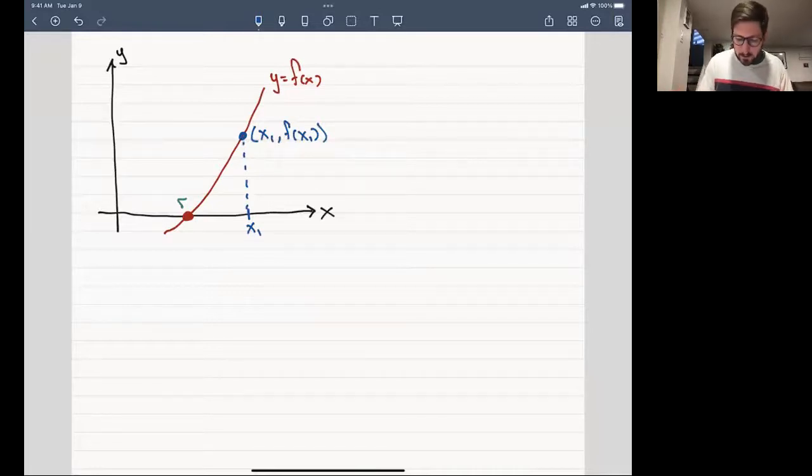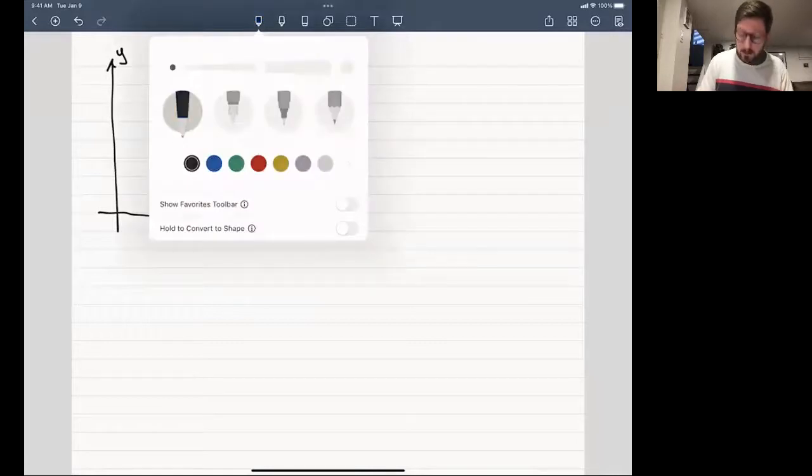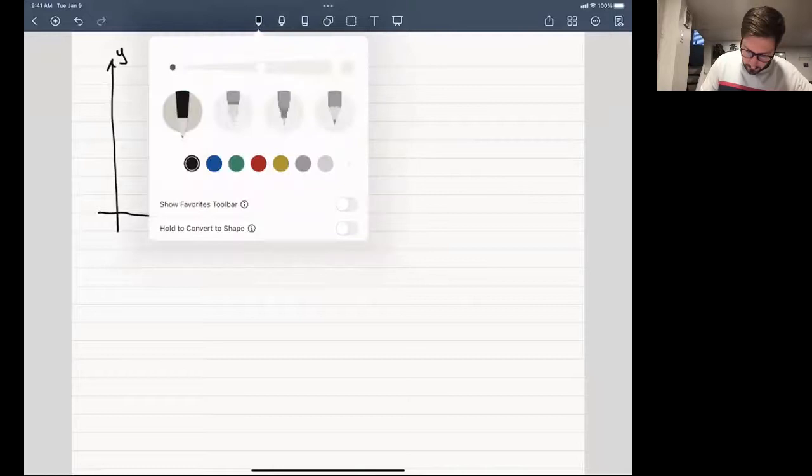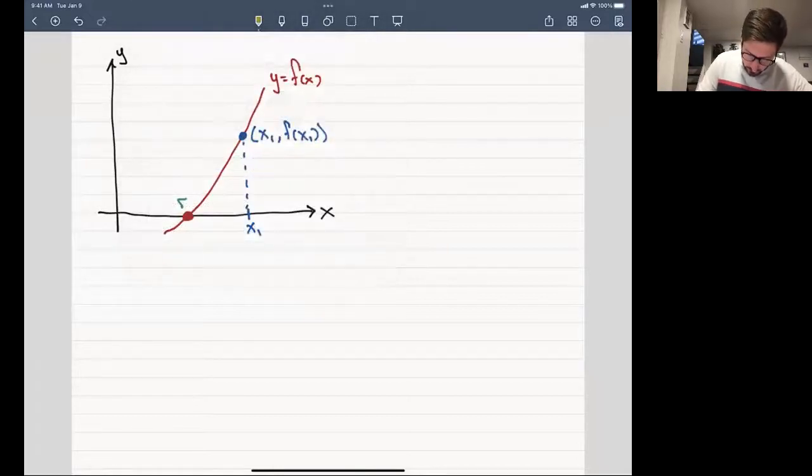Okay, so I didn't get the nail right on the head here. So the question is, how do I update my guess? Well, here's what I want to do. I want to find a line, let's put it in yellow, that will be tangent to the point x1 comma f of x1 and intersects with the x-axis. So I'm going to do my best to draw this thing.